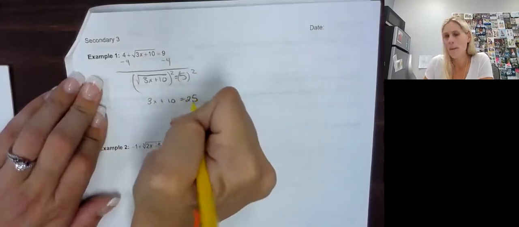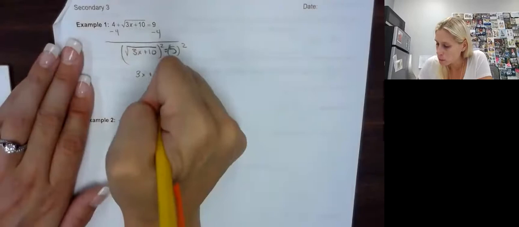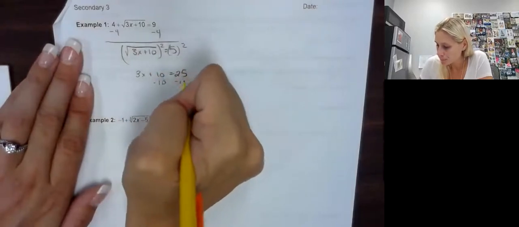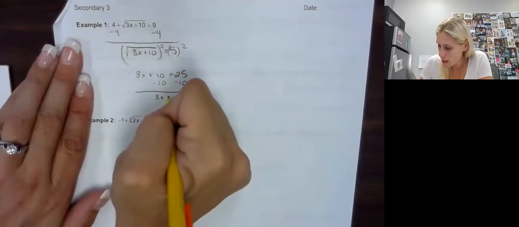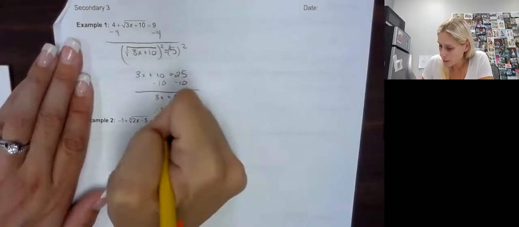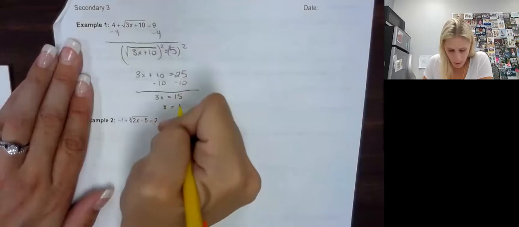Now we have a two-step equation to solve. Subtract 10 from both sides. 3x equals 15. Divide by 3, so we get x equals 5.